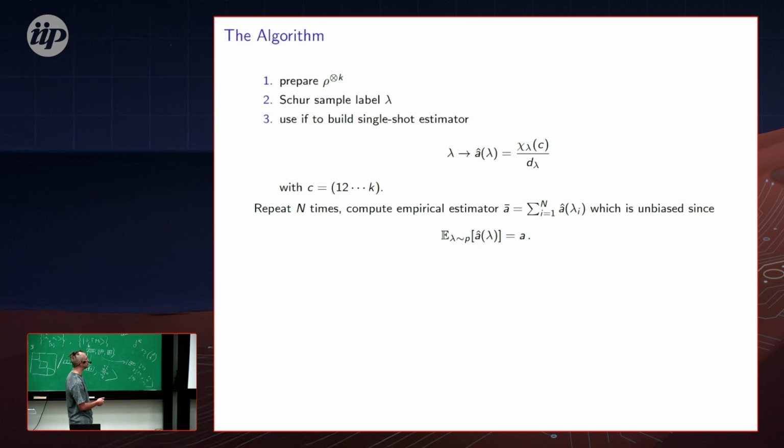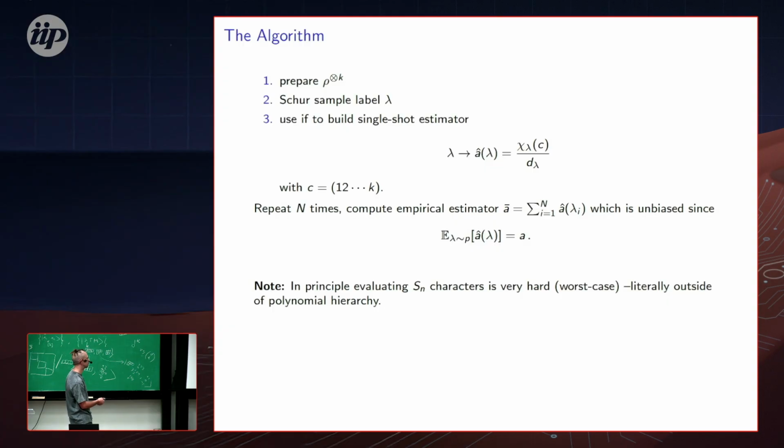So you prepare k copies, you sample lambda, you use it to build a single shot estimator. That's got the character evaluated at the cyclic shift over d lambda. You repeat n times, compute the empirical average, probably bound the variance and see what happens. This is the claim that if you average this random variable, you get the thing that you wanted to compute. It's unbiased.